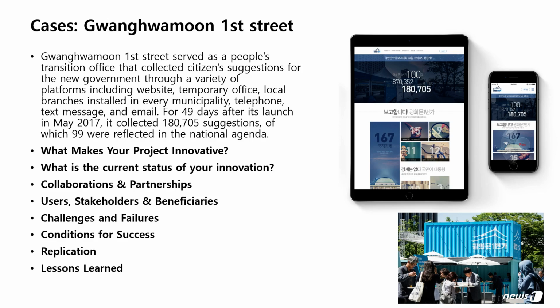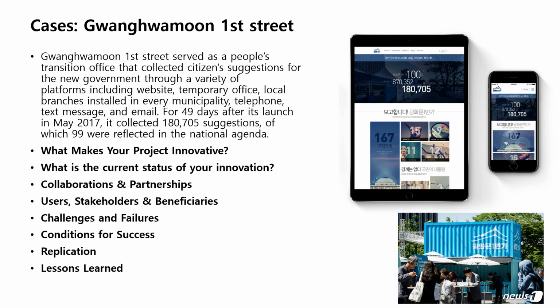From late autumn 2016, more than 1 million people gathered in Gwanghwamun Square. Maybe we know about that. Therefore, the name Gwanghwamun First Street comes from there. It was meant to hear people's voices and suggestions and bring them to the government. The most important task taken on first is accepting people's suggestions for the new government.